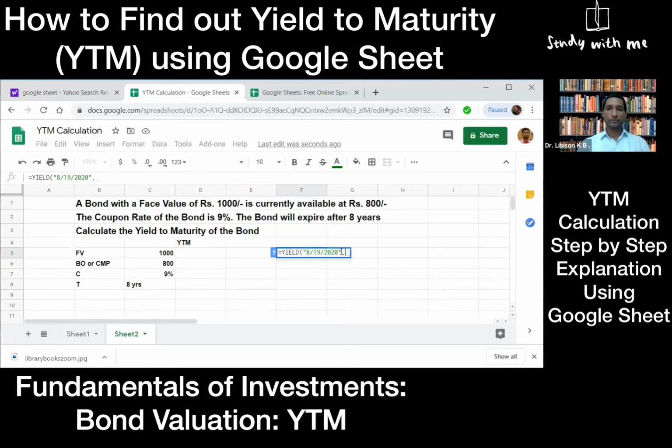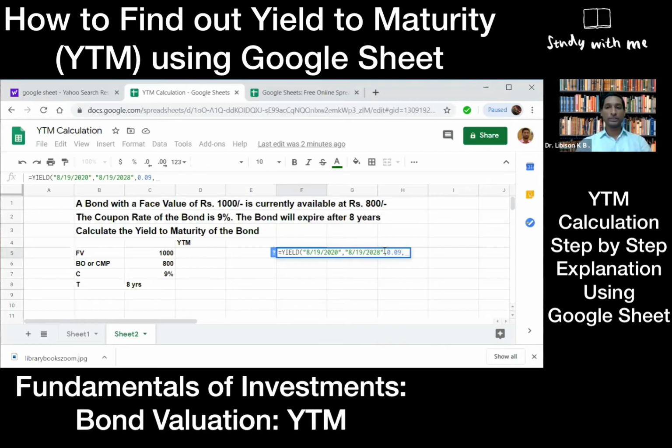Then comma. Then when it is going to mature after 8 years. So type in 8th month, August month, 19th, 2028. After that, put a comma, then type in the coupon rate, that is 0.09. Then market price is 800.